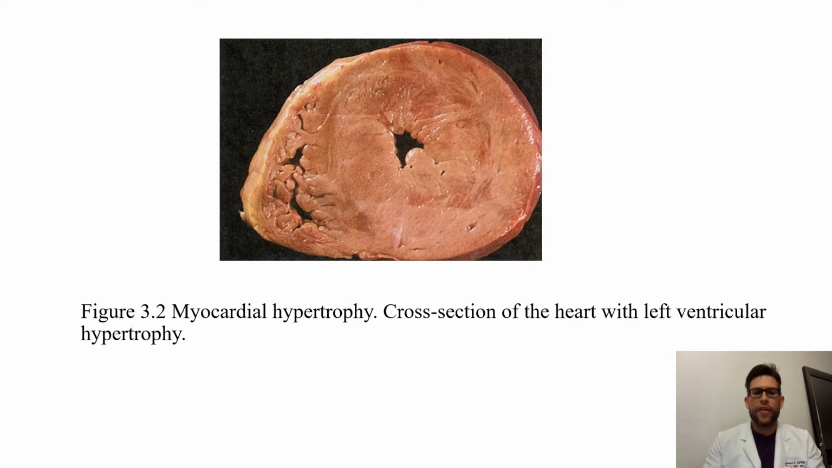Now, here is a picture of myocardial hypertrophy. This picture shows a cross-section of the heart in which you can see the left ventricle has been hypertrophied. It means that all the cells at the microscopic level of the left ventricle have increased in size. This is one example of the cell adaptation process of hypertrophy.